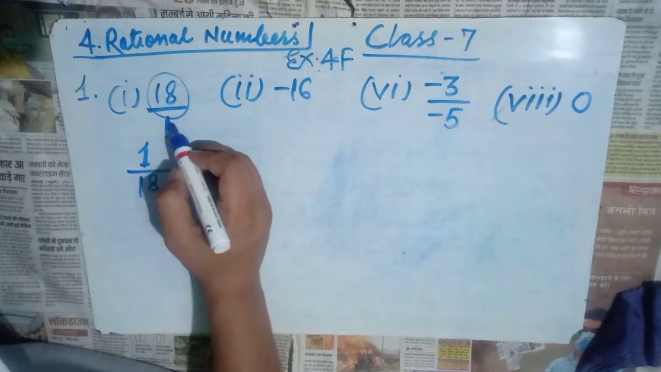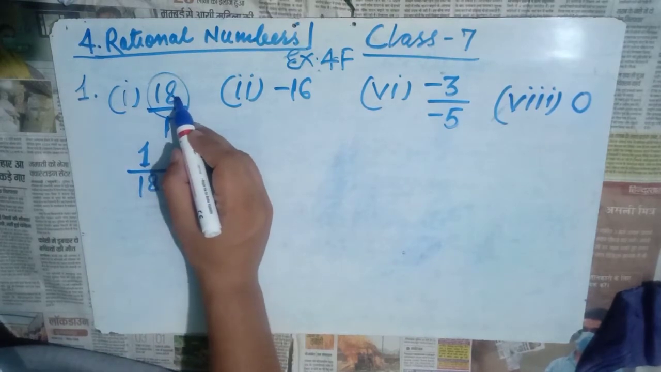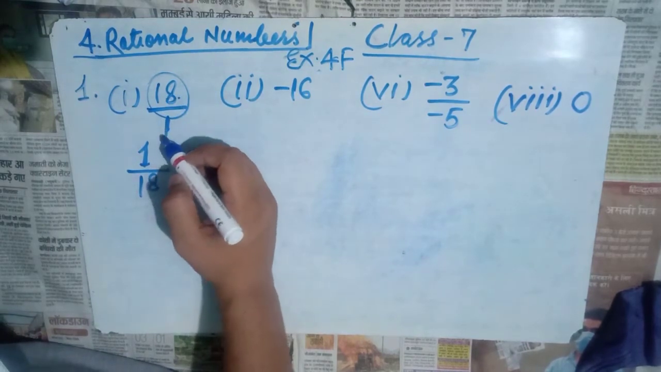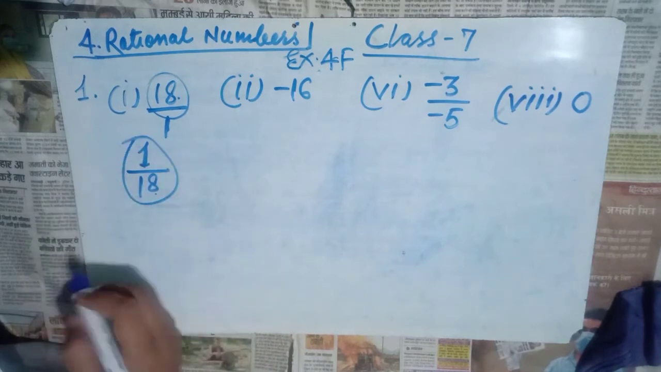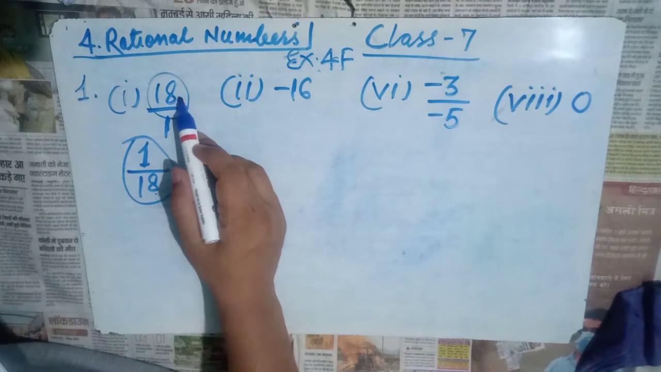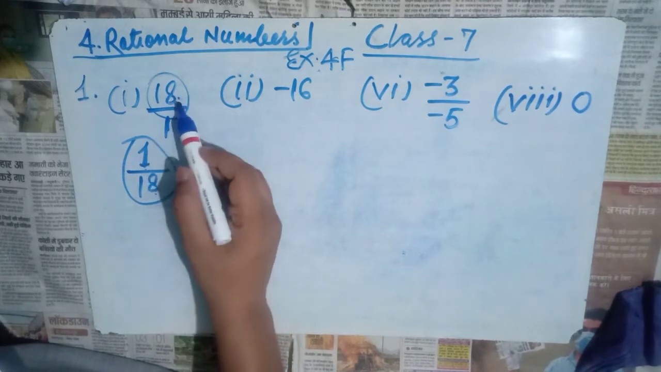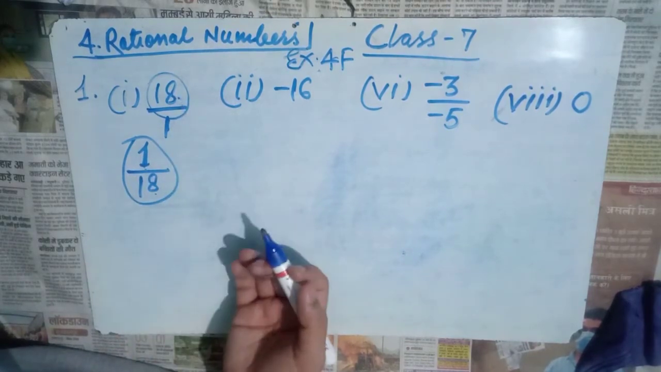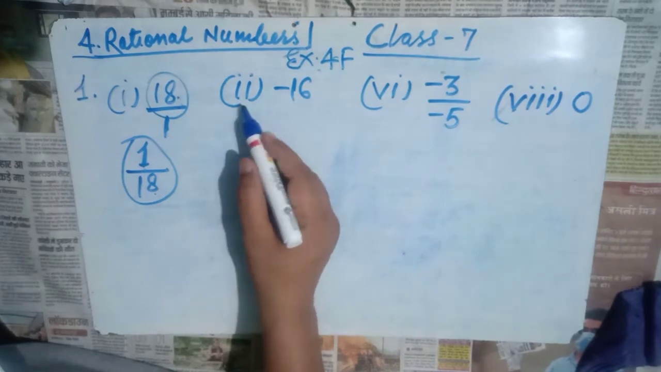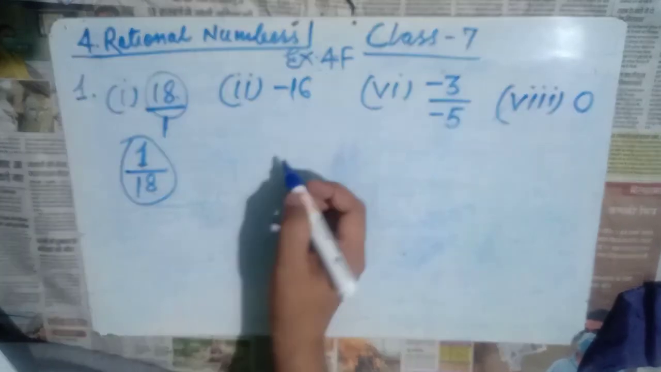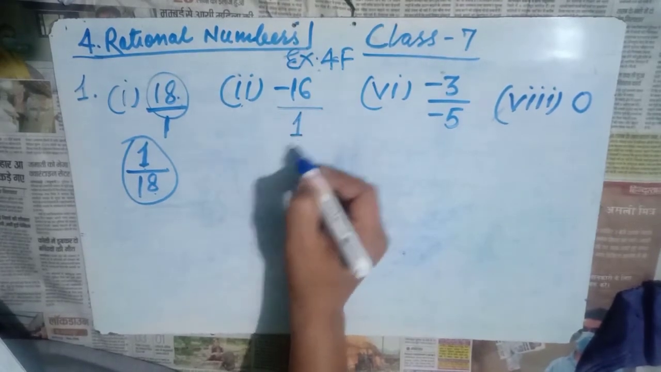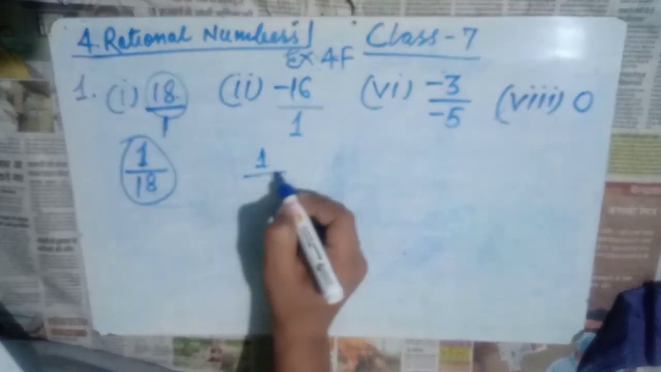Now we have to move 1 up and 18 downwards. That means we have to change the numerator: the numerator will go to the denominator and the denominator will come to the numerator. This is the multiplicative inverse of 18, or we can multiply this by this and it becomes 1. Now next, question number two, minus 16. Yes, minus 16, here is 1. The answer is 1 by 16.